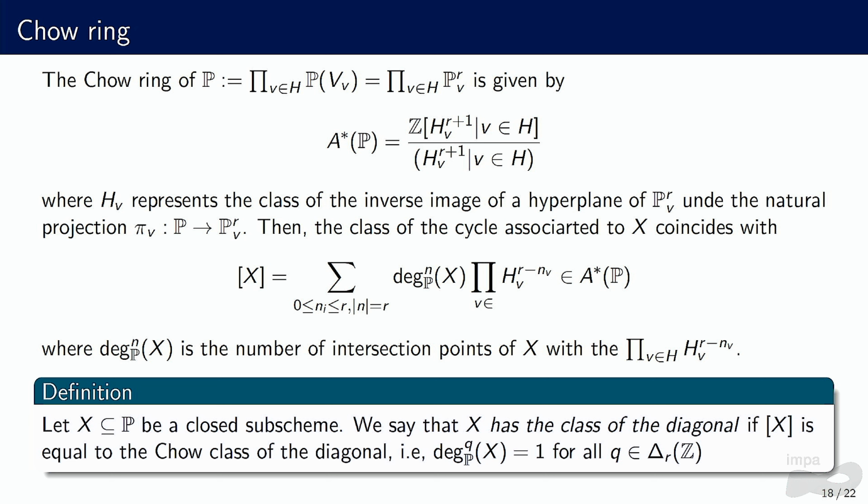Okay, so just to finish, let me recall what the Chow ring is. The Chow ring of the product of projective spaces can be identified with this quotient ring, where H_V represents the inverse image of a hyperplane class on some projective space under the natural projection. So each cycle class in this ring can be written like this. The quantity that appears in the sum, the degree of n, is called the multi-degrees, and they are the intersection numbers of X with this product of hyperplanes. And we say that a subscheme has the class of the diagonal if all the multi-degrees appear in the class and they are always equal to 1.